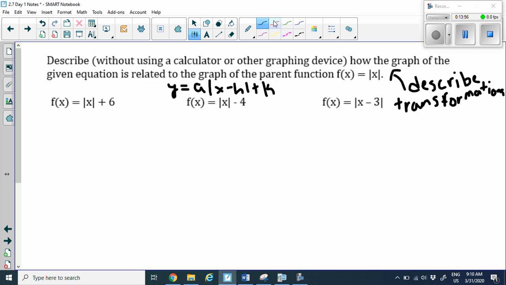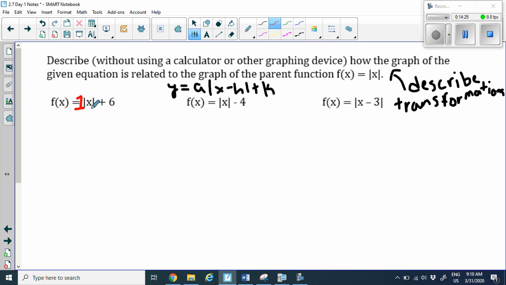Now what I like to do is just go from left to right to see if we have anything. The first thing is our a. If I look, I don't see a number. When I don't see a number in front of my absolute value, I can assume that is 1. Because our a value is 1, there is really no vertical stretch or shrink. As well, since we have a positive 1, there is no reflection.